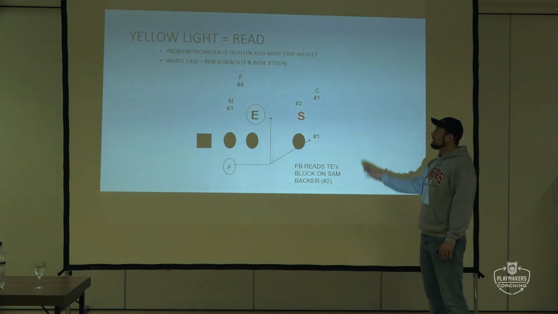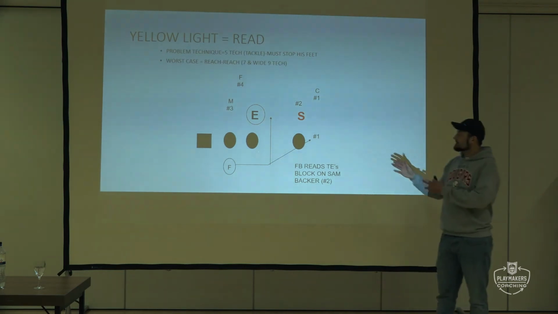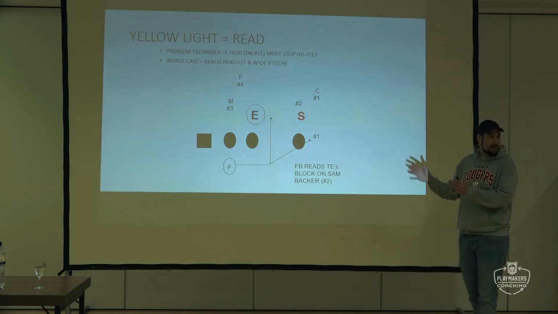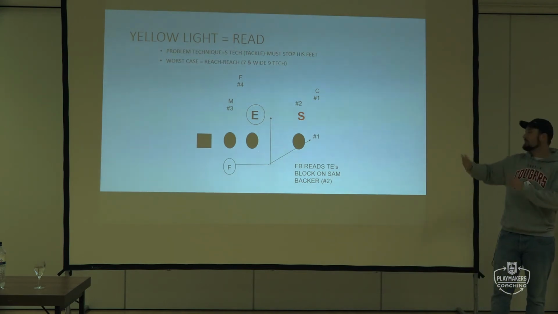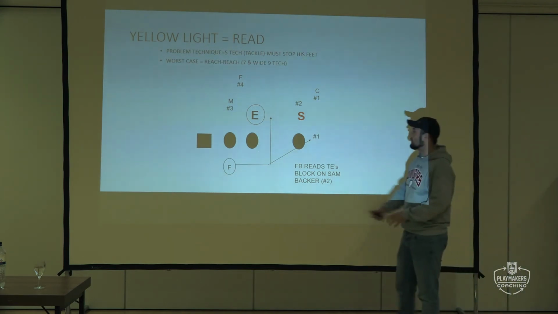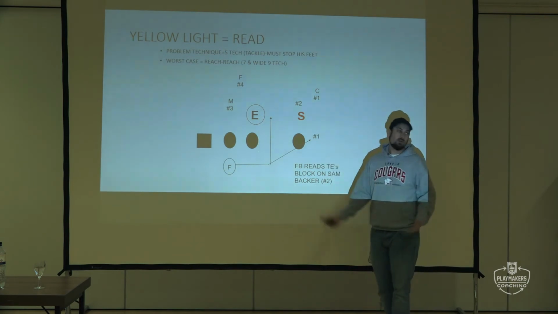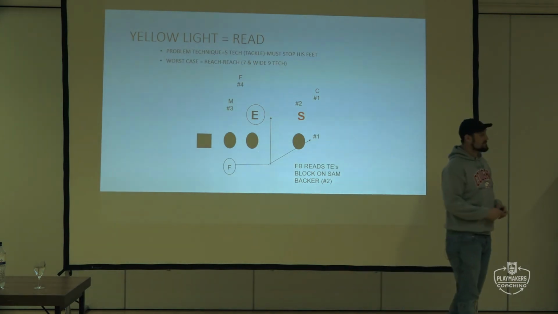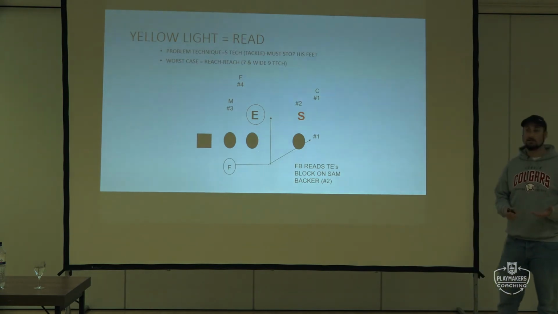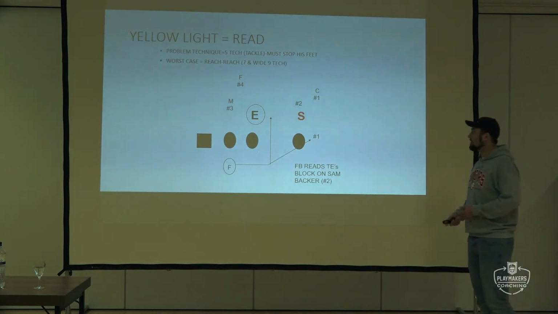Okay? If we get a 7 and a 9, a couple guys out there, we might have to reach, which just means we're going to go ahead and reach with basically everybody. Most times we don't get that. Sometimes, especially in goal line formations, you will see that. Okay? We have to have a plan for it.